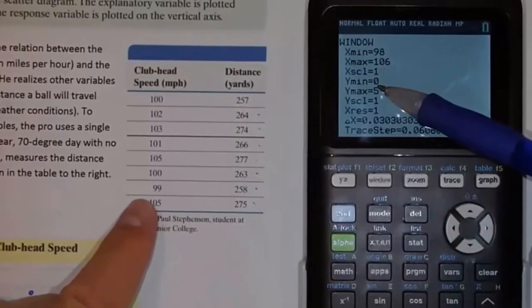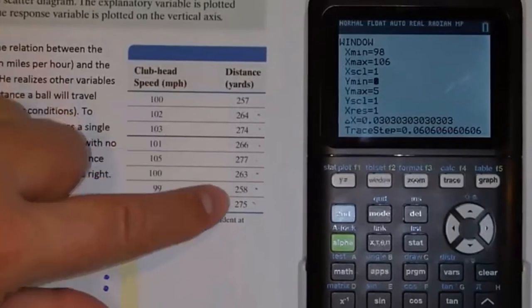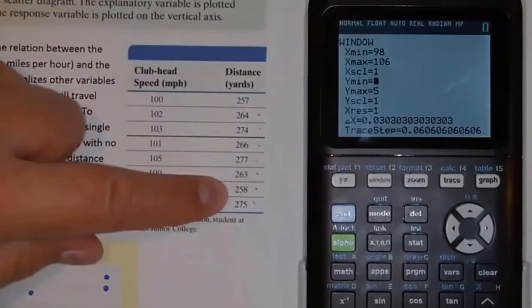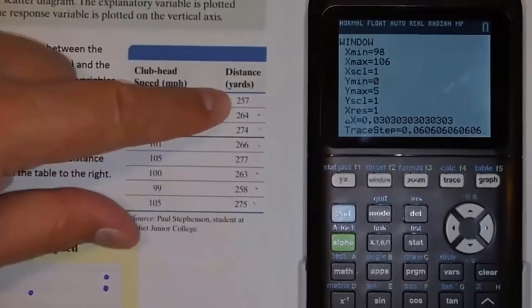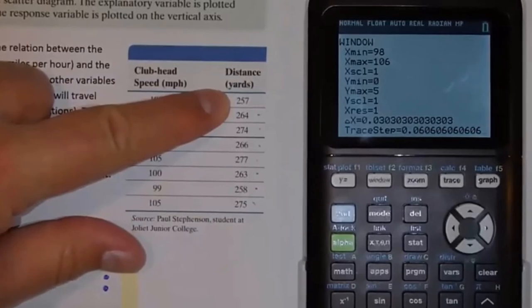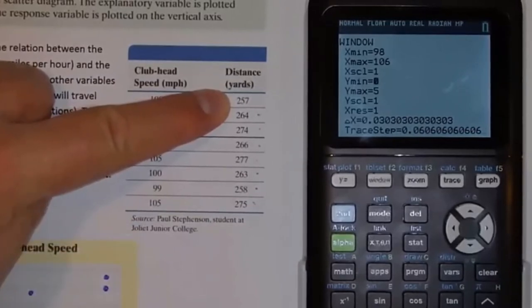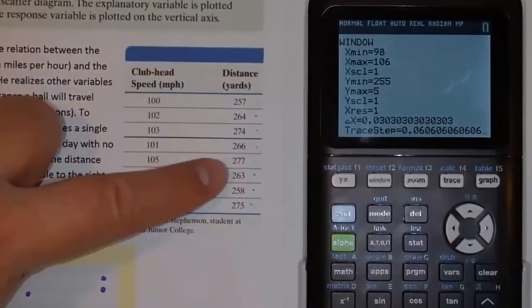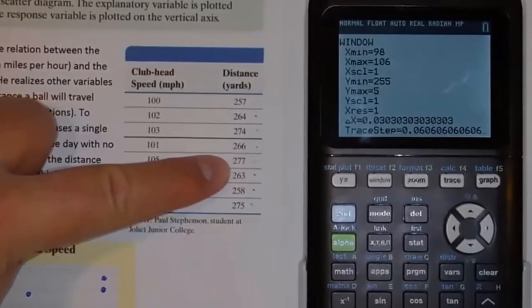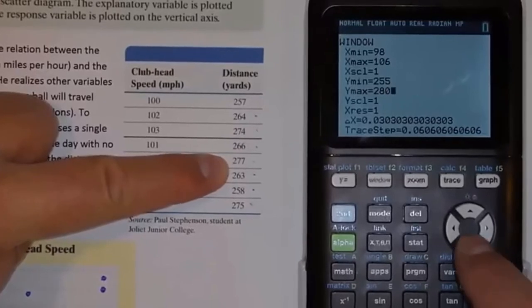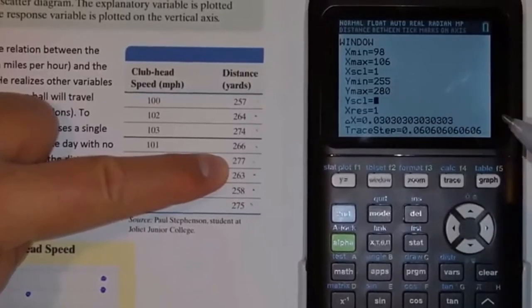Same deal for Y's. Our smallest Y value was 257 right here, this first. So I need to make my Y-min either 257 or a convenient number below that. Maybe I'll make it 255. And our Y max either needs to be the largest value, which was 277, or a convenient number a little bigger. I'm going to make it 280.